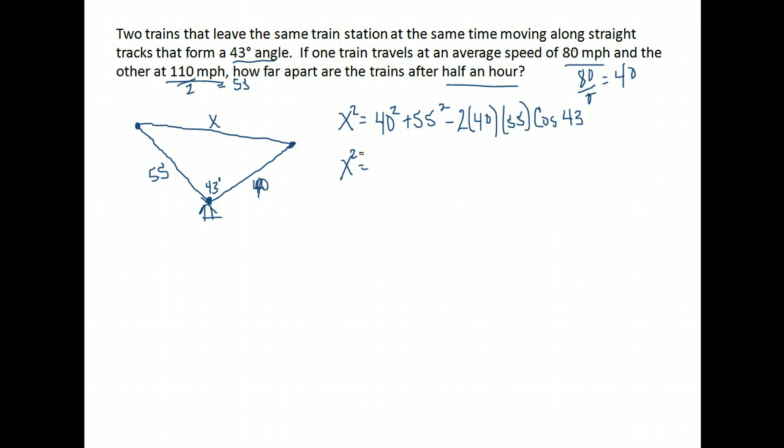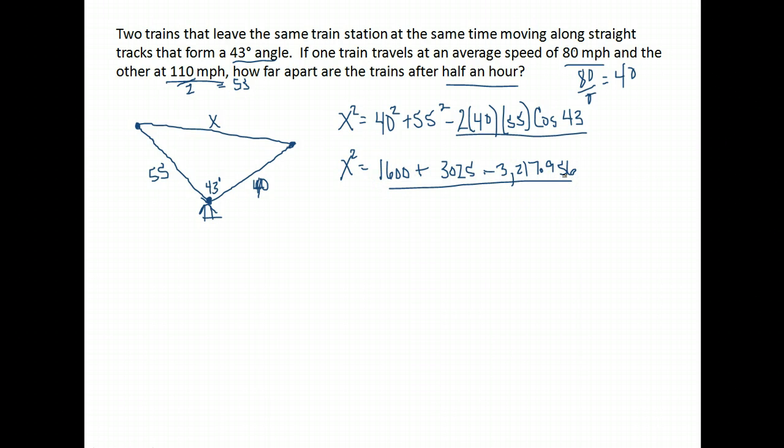So you can go carefully and slowly, or you can type that in, and make sure you get the same numbers. 40 squared is 1600, 55 squared is 3025. Multiply this section together, so negative 2 times 40 times 55 times the cosine of 43 is negative 3,217.956.